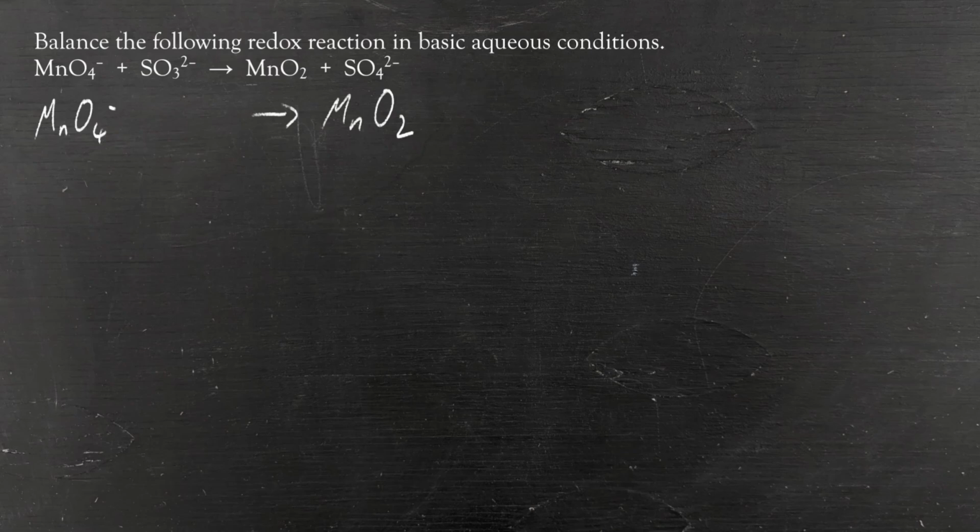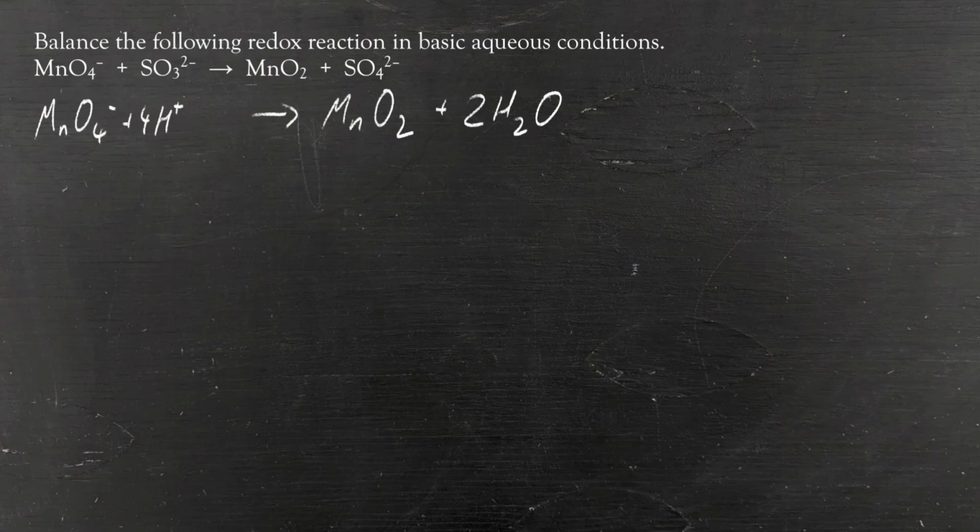We can see that the amount of manganese on each side is already balanced. All we have to do is account for the missing oxygens on the right-hand side. So we'll do that by adding in 2 water molecules. Now that we have our water molecules, we need to add protons to balance out the hydrogen. There are 4 hydrogen on the right-hand side, so we need 4 protons on the left-hand side.